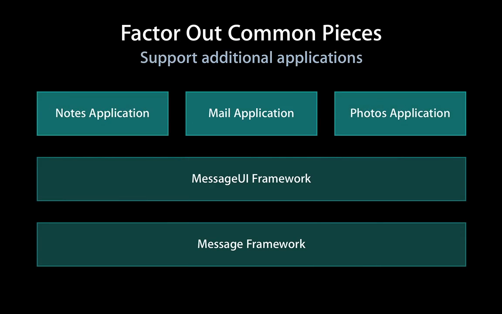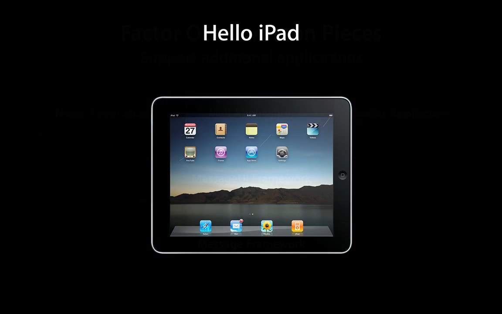We could just extend out those two bottom layers and implement the notes and the photo application up at the top. Right? Just having the custom parts at that top level, which are specific to those applications, sharing as much as we could at the bottom two levels. Along comes the iPad.